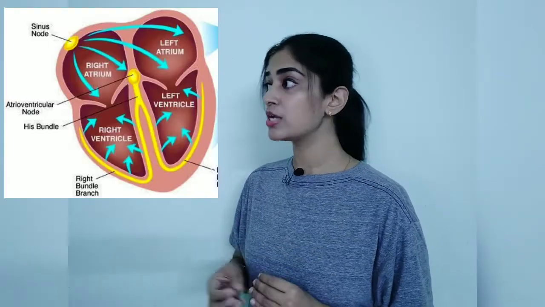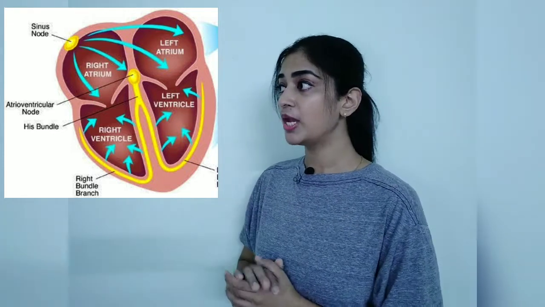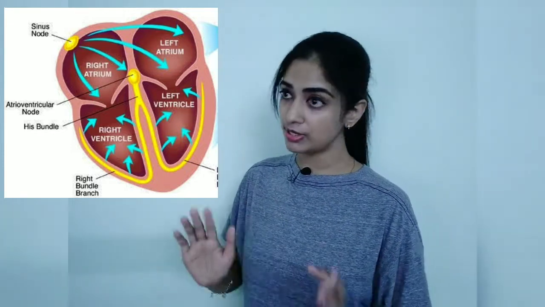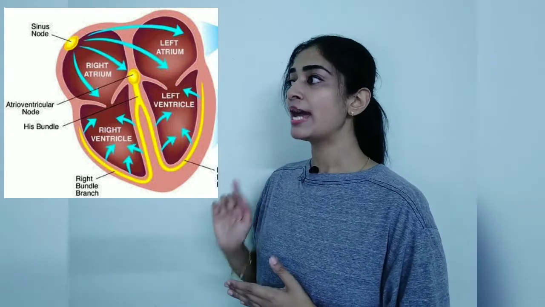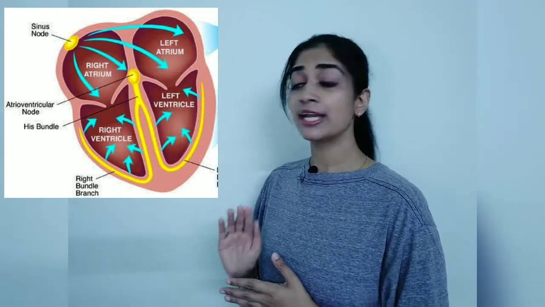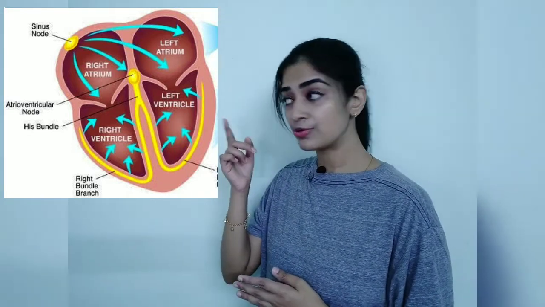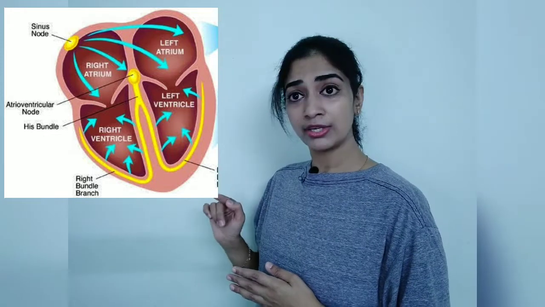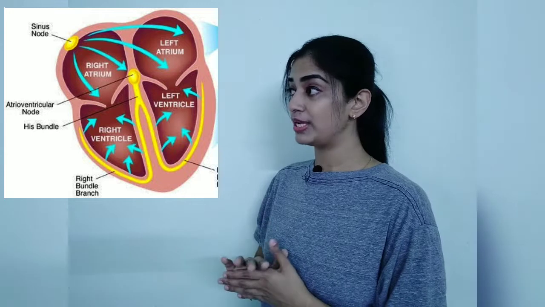There are nodal tissues, or specialized cardiac musculature, which are distributed in the heart. Two types of nodal tissues are mainly found in the heart. The first is the sinoatrial node and the second is the atrioventricular node. The sinoatrial node is present in the right upper corner of the right atrium and the atrioventricular node is present in the left lower corner of the right atrium.